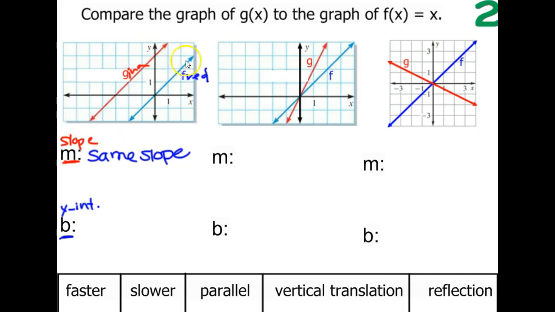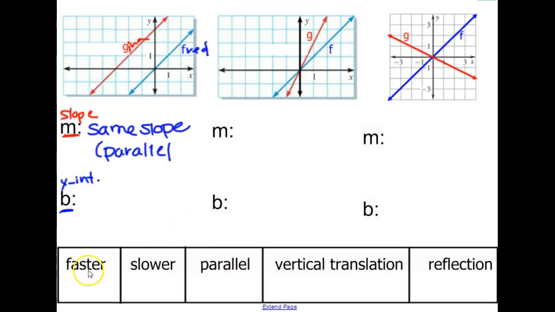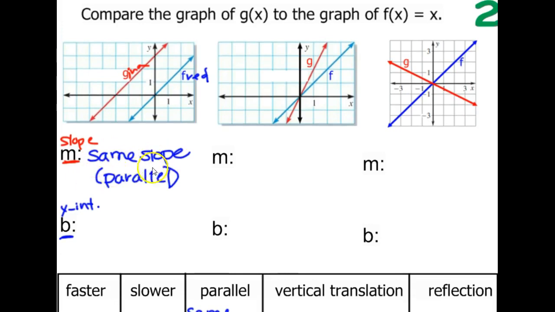Another word for that, some of you might know, is parallel. So down here, if you want to use the word parallel, you can. Otherwise, you could say same slope. And you can pick either one of these. You don't have to write both. Okay? So our slopes are the same.